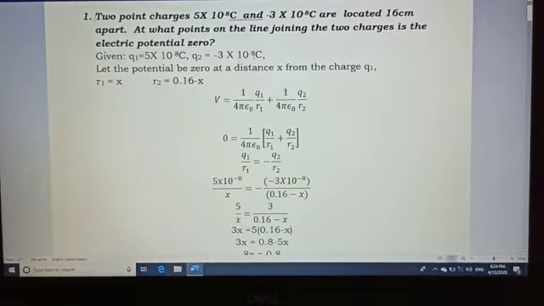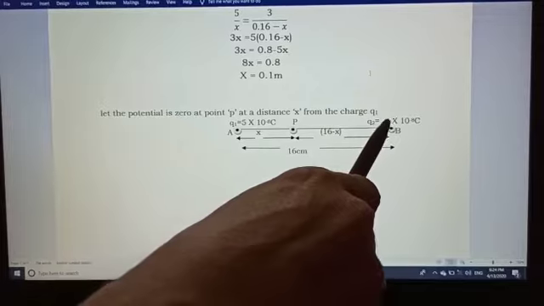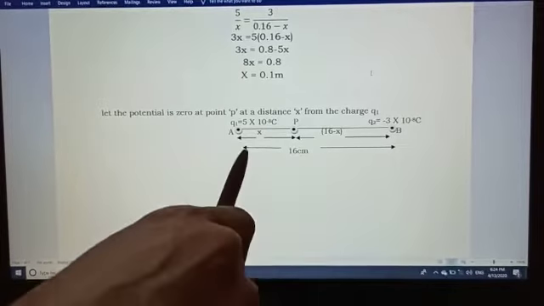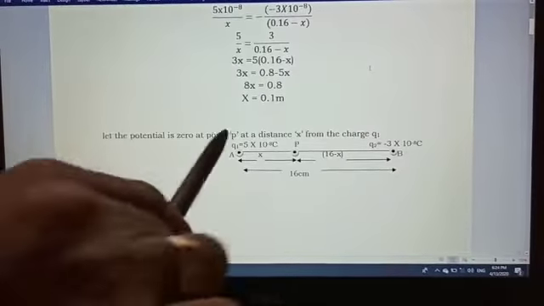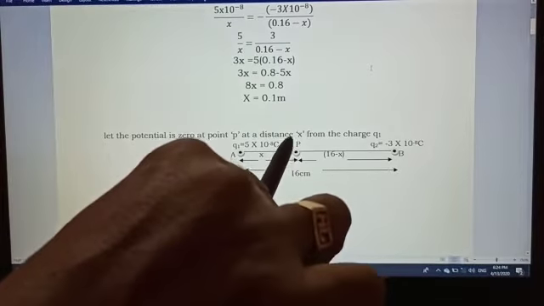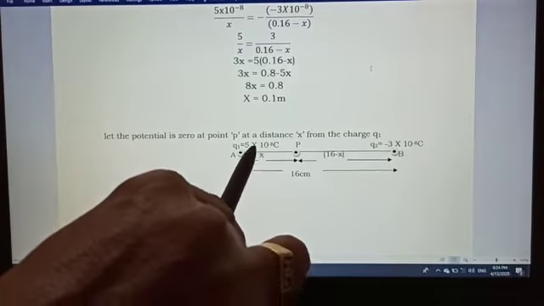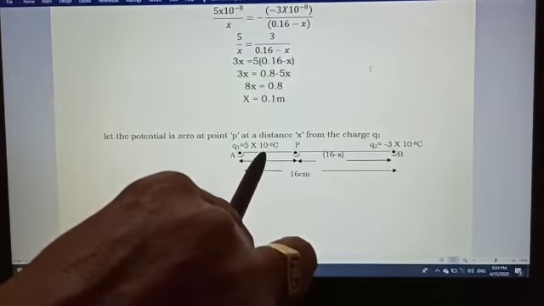So please observe this diagram here. The 5 into 10 to the power of minus 8 coulomb is located at some distance, that is 16 centimeter, from the minus 3 into 10 to the power of minus 8 coulomb charge. In between there is 16 centimeter. Let us consider x as some distance, and P is located there. I want to find out this x. So this distance from B, from Q2, will be 16 centimeter minus x. From Q1 we need to find out what x is.